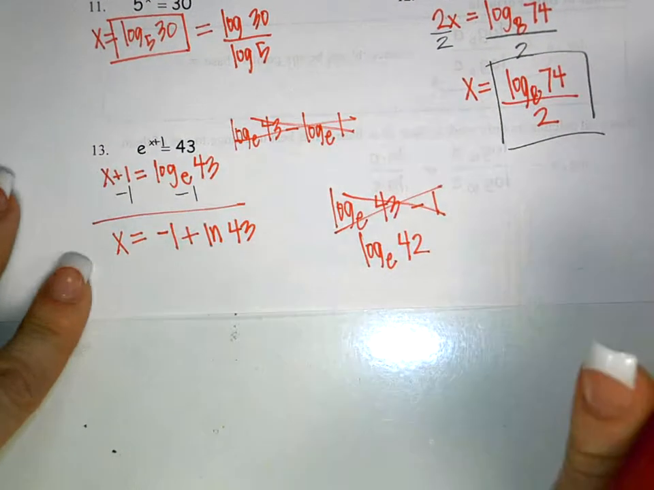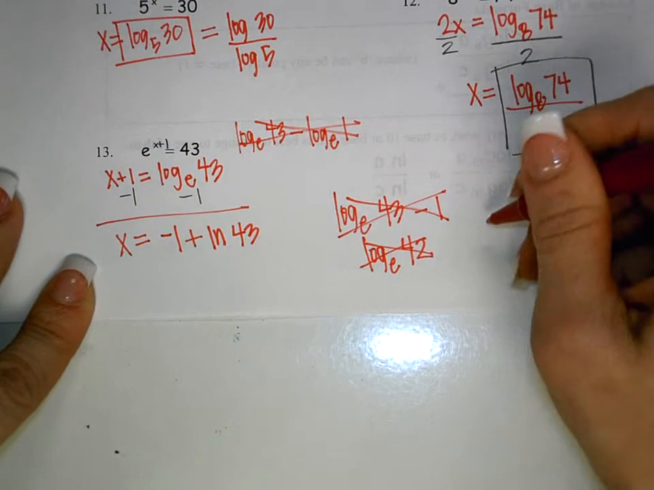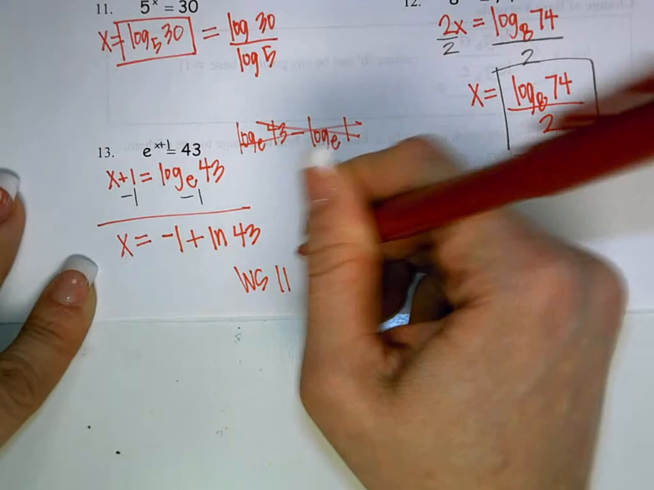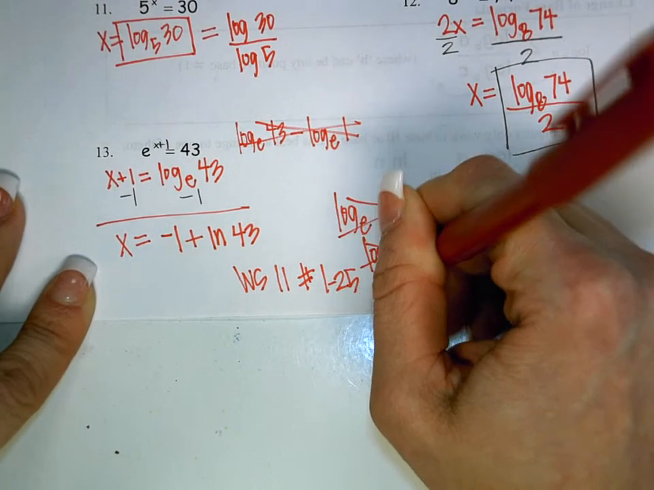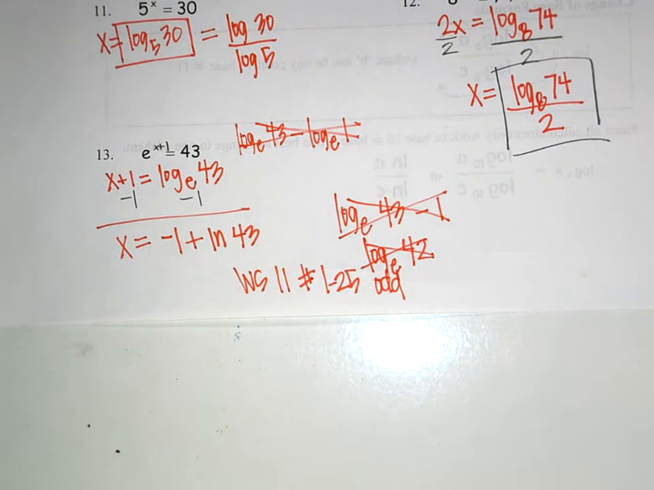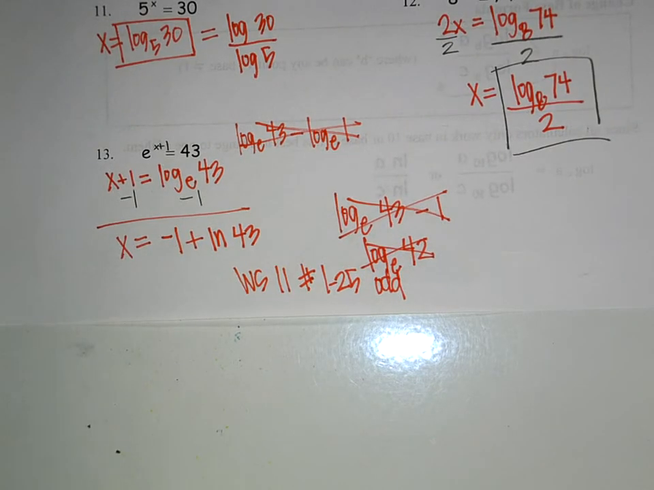Okay, that's wrong. Homework for this is going to be worksheet 11, and you guys are doing numbers 1 through 25. You're just doing the odds, okay? You may use these notes on your quiz right now. You will need these notes on your quiz right now.